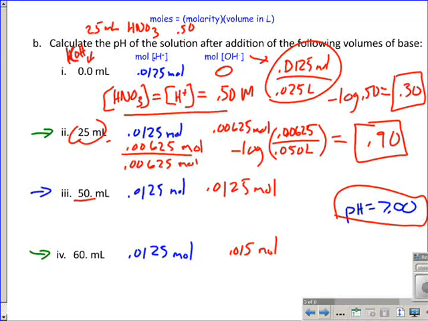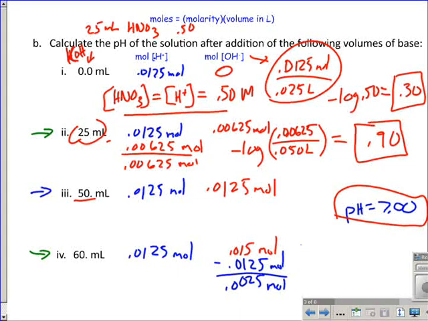After adding 50, I'm at 7.00 because that was my equivalence point, and I always know it's going to be equal. And now I have this final situation left after my equivalence point. Now I've got a whole bunch of OH minus. So now I'm going to take and subtract from my base my 0.0125 amount of moles to see how much of my OH minus I have left. And in this particular problem, when I do those subtractions, I'm going to get 0.0025 moles.